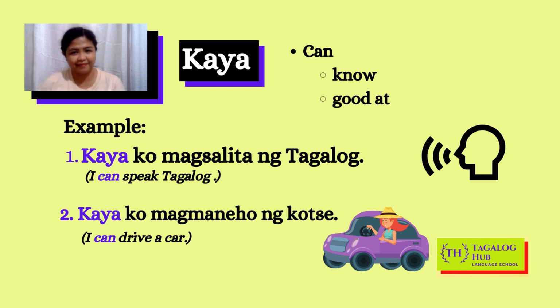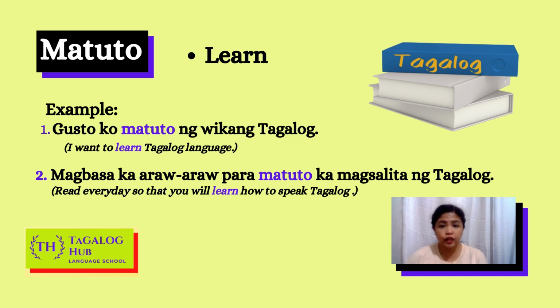Lastly, the word matuto. Matuto comes from the root word tuto, which literally translates to learn. In this context, matuto means to learn. Let's use it in a sentence. Let's say you want to express, I want to learn Tagalog language. In Tagalog, we say it this way: Gusto ko matuto ng wikang Tagalog.